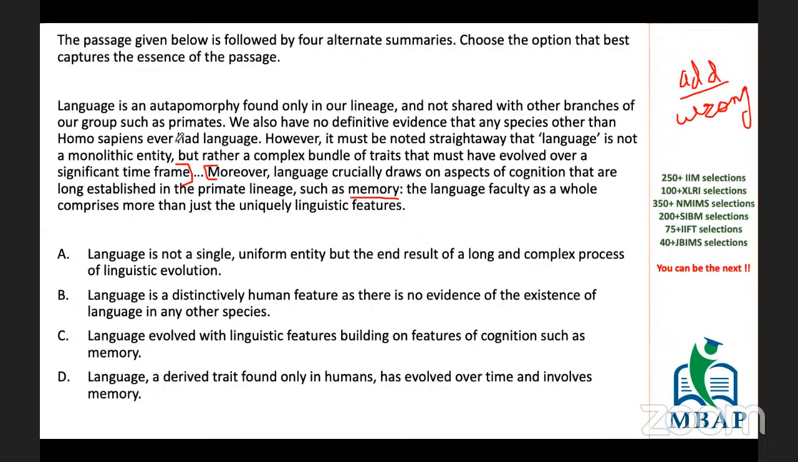Over time, which was aided by memory found in primates. This is basically the crux of the passage. So again, I'm repeating: the passage is talking about the evolution of language over time, how it happened, and that evolution was aided by memory found in primates. Given it as memory, let's see which option is having this information.